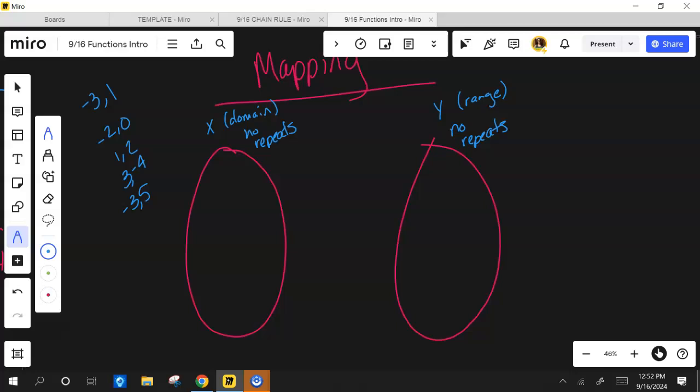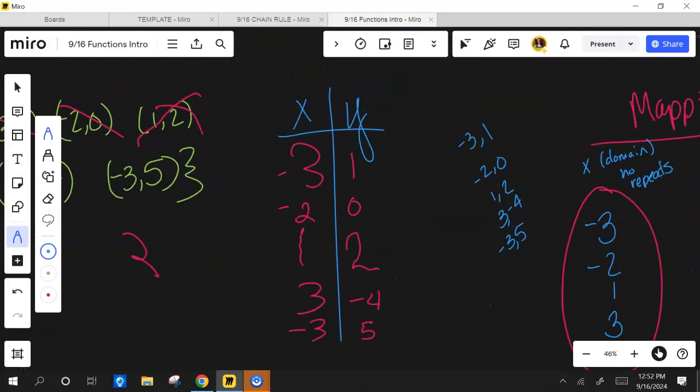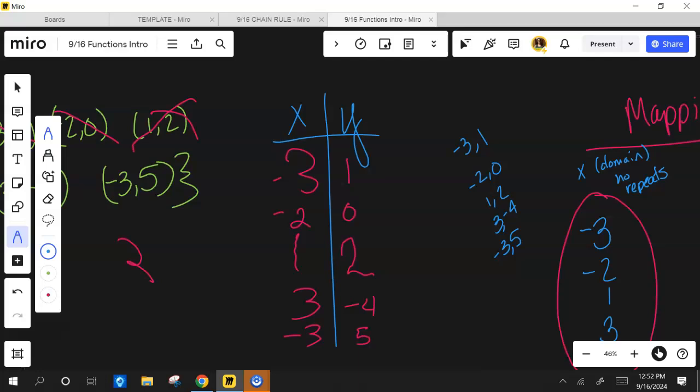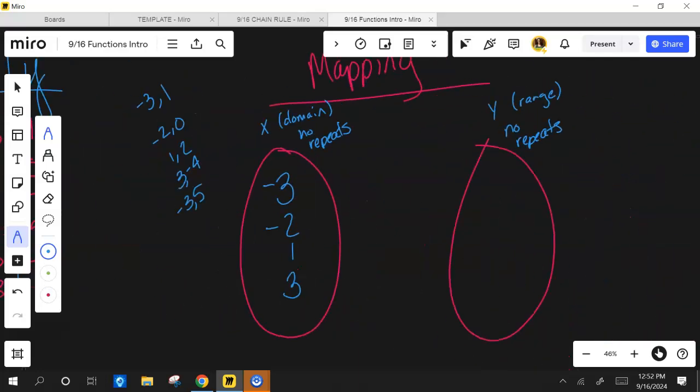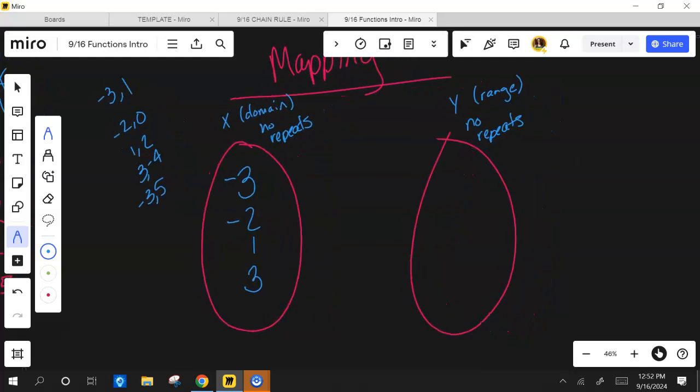All right, so tell me what goes in the first circle. What numbers? -3. Give me another number, Aaliyah, in the first circle. -2. Give me another one. One more. Do I put -3 in here again? No, I already have it. But do I put it again in a T-chart? Yes, again in a T-chart, not in the mapping.